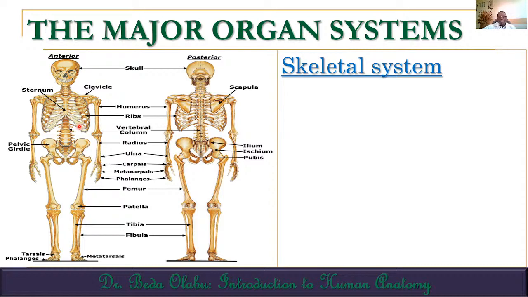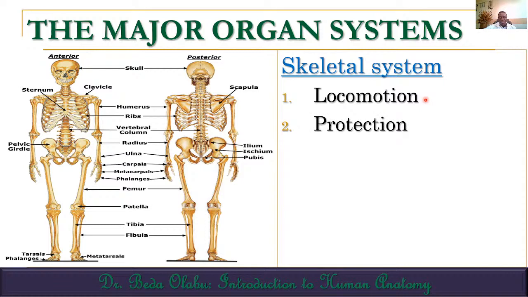So what do you know about the skeletal system? The skeletal system is basically the system made up of different bones. And we know that the skeletal system is important for movement. That's what you call locomotion. It also protects you, like it protects internal organs. For example, your rib cage protects the heart and the lungs. Your skull protects the brain. Your vertebral column protects the spinal cord.